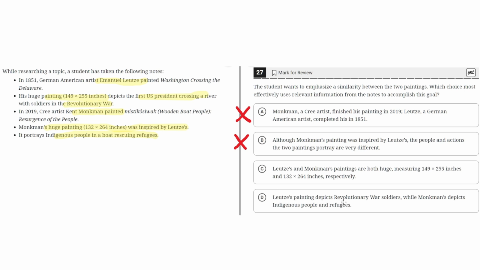D. Lutz's painting depicts Revolutionary War soldiers, while Monkman's depicts indigenous people and refugees. This is incorrect because this is a difference between the two paintings, not a similarity. And with that, the correct answer is C.